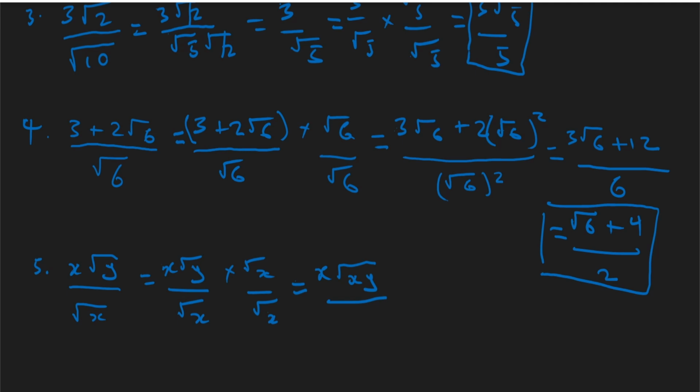Again, we have x. We can take x out. So x divided by x gives us 1. No need to write the 1. So we have the final answer to be root xy. That's it.